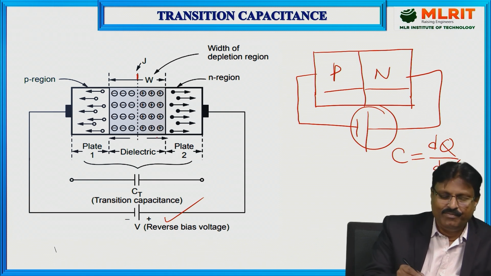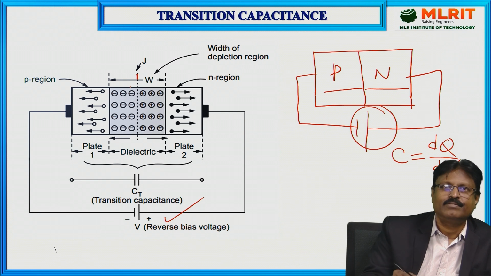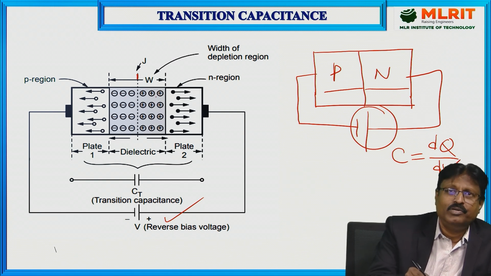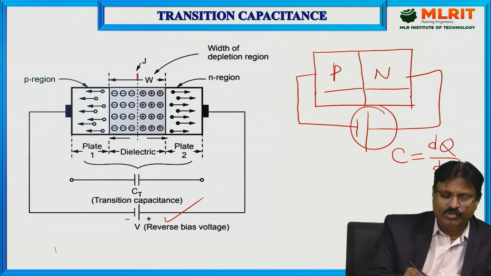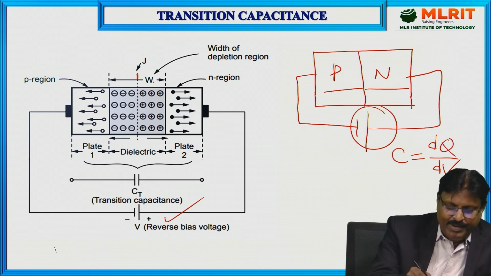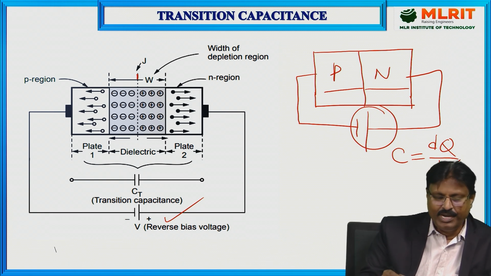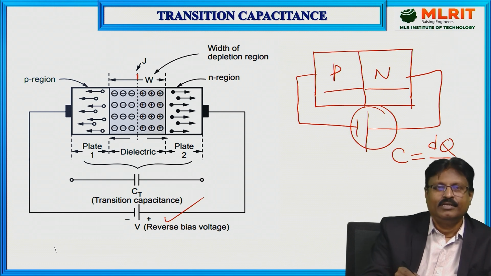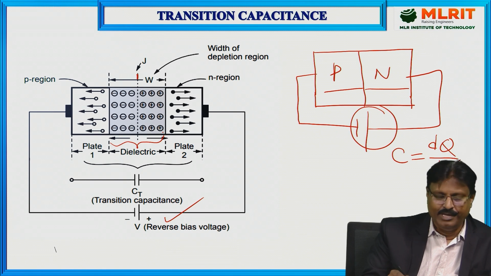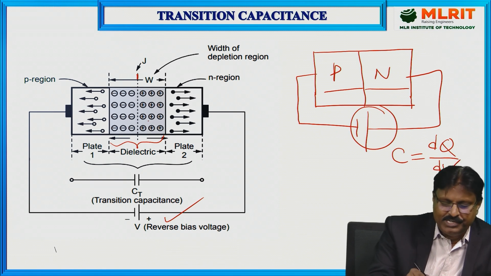So at the junction, the depletion region will be formed by these immobile ions: the negative immobile ions and the positive immobile ions. Due to this, the dielectric region is formed. Let the width of the dielectric region be W. Whenever the majority carriers move away from the junction, the depletion region goes on increasing, and this depletion region is similar to a dielectric material.